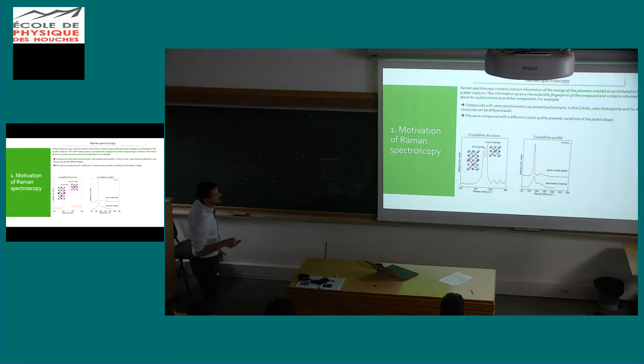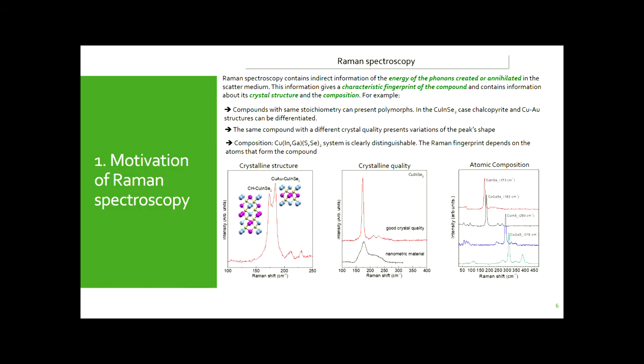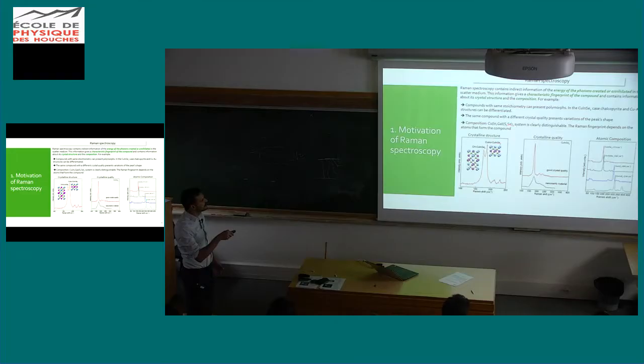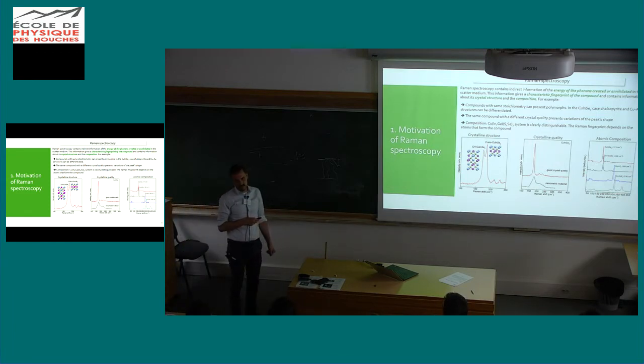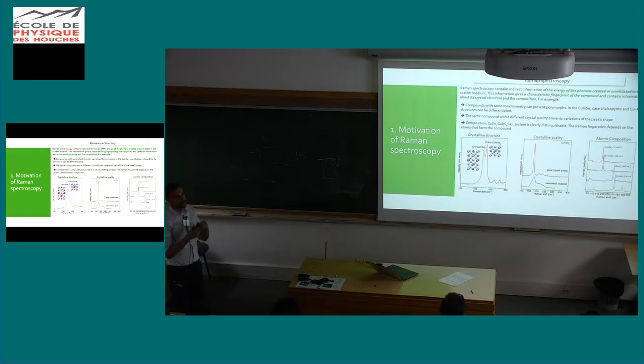Also crystalline quality: you can really identify bad crystalline material or very good crystalline material with Raman spectroscopy. And even atomic composition, because the Raman signal depends on the environment of your atom. So if you are looking at a vibration of a selenium-selenium bond, for example, depending on the environment of this selenium-selenium bond, you can have a different signal. And this is a very clear example in our thin film chalcogenide technologies.